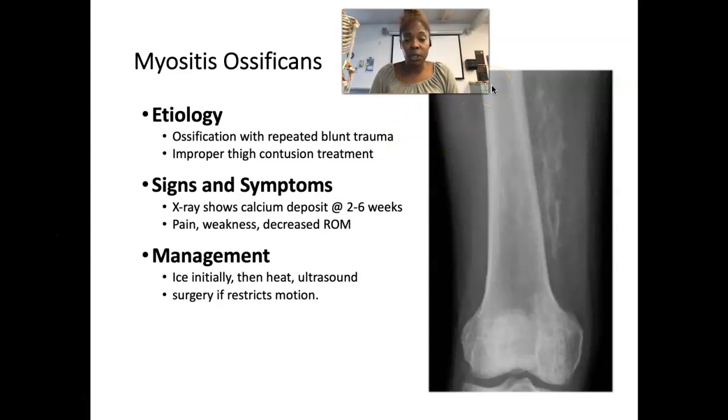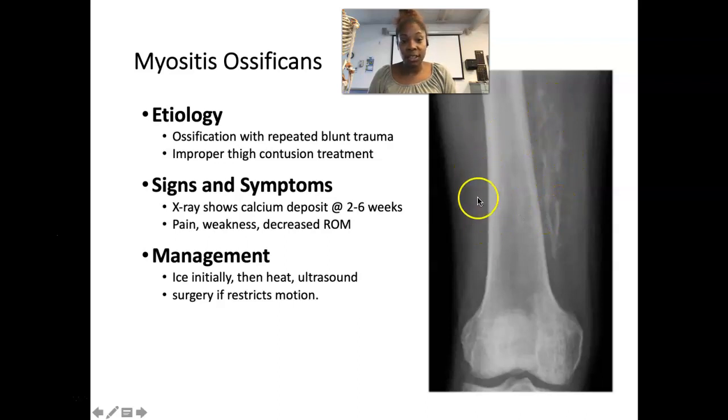They are very similar to a quad contusion, with the major differential being on x-ray, you'll see calcium deposits within the actual muscle itself. So this white part should not be here. Do you see this? This is the other side. This is the hamstring, right? And so what we see here is the ossifications of the quadriceps muscles in this particular image.